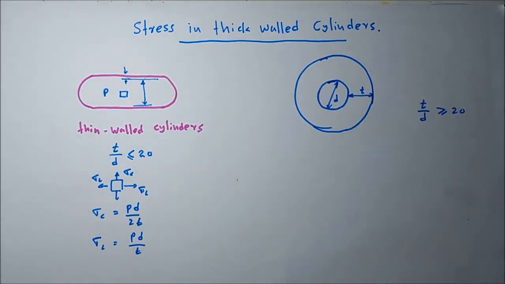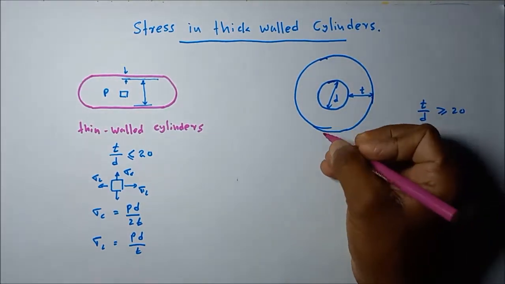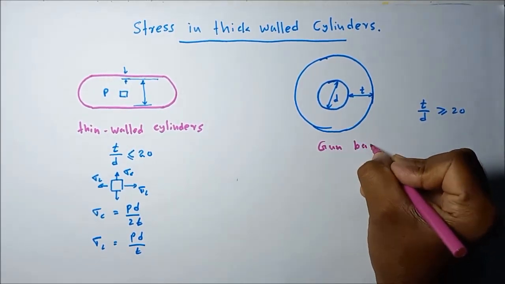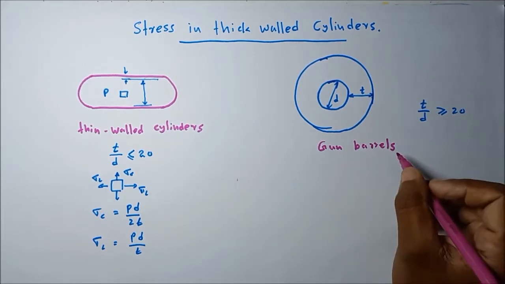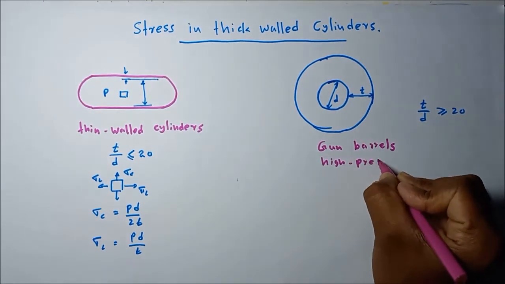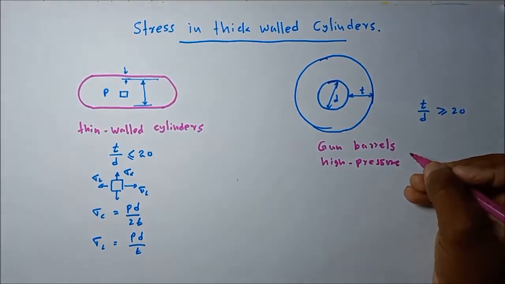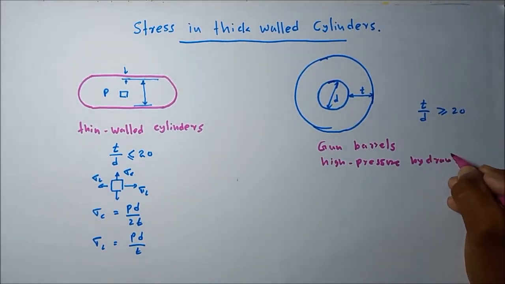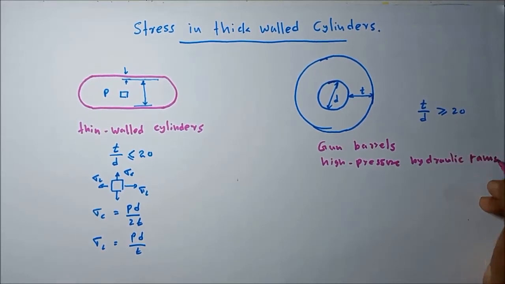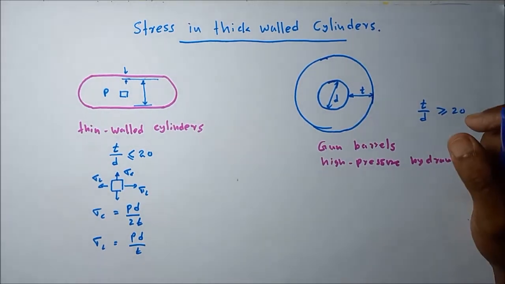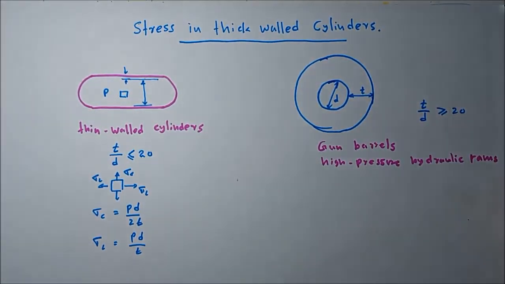For example, thick wall cylinders include gun barrels, high pressure hydraulic rams, high pressure hydraulic conveying tubes, and rocket launching barrels.